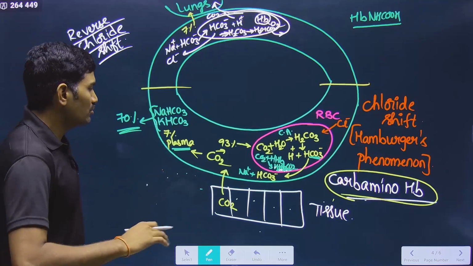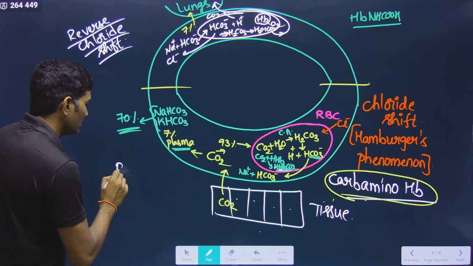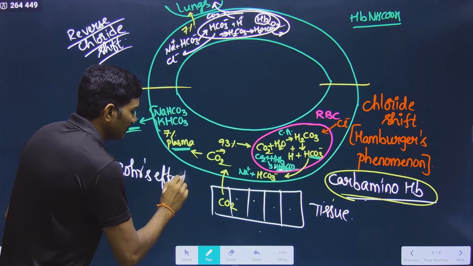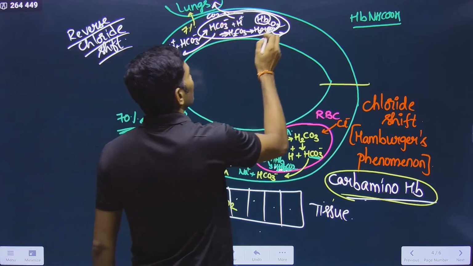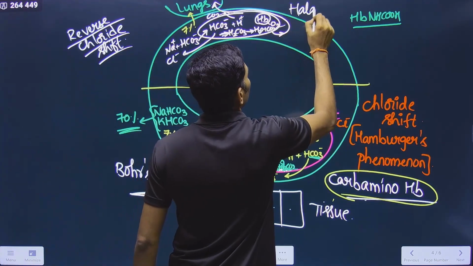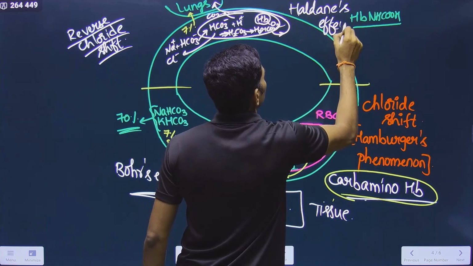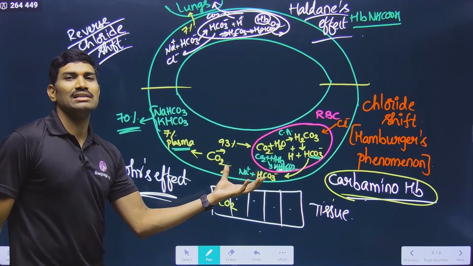But here we are using 2 names. At the level of tissues, we are talking about Bohr's effect. And at the level of the lungs, we are talking about Haldane's effect. What are these things? You can understand this very easily. What does this Bohr's effect indicate?